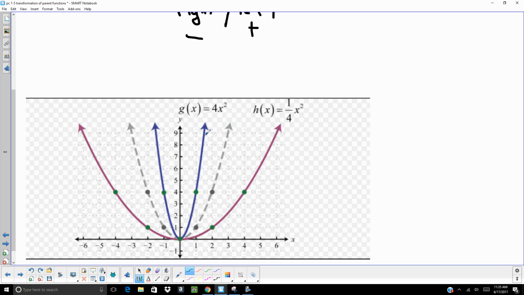It's getting skinnier. If you have a number out in front and it's less than 1, you're going to have a vertical shrink. It's being smushed down. But if you notice, the horizontal is getting fatter, so that's a horizontal expansion. It's getting wider. So a horizontal stretch.